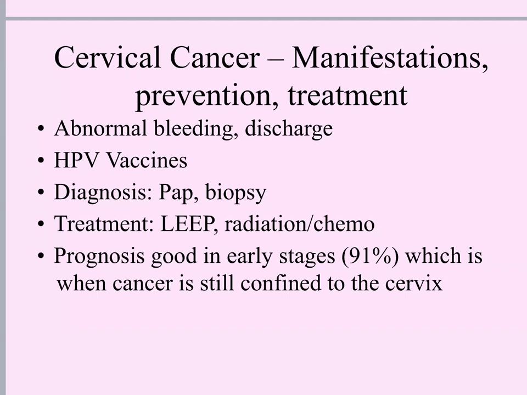Cervical cancer is diagnosed through, first of all, the pap, and then if we find abnormal cells, there will be a biopsy. There is something called the LEEP procedure, in which a thin wire loop is heated with a low voltage electrical current. They can use this to cut away abnormal cervical cells, and then they remove that tissue and it's sent to a lab for biopsy to confirm the diagnosis and ensure that all the abnormal cells were removed.